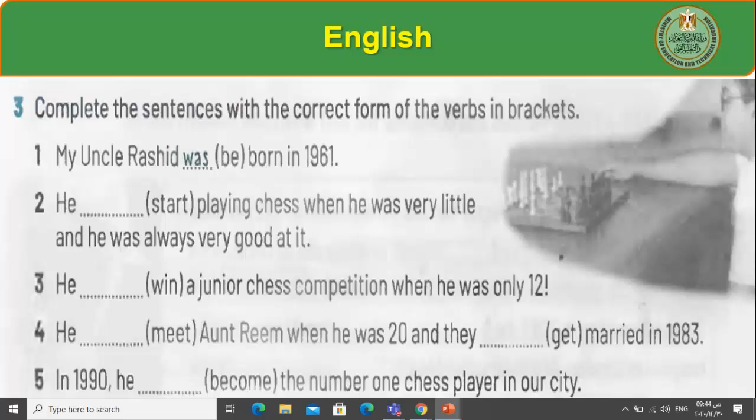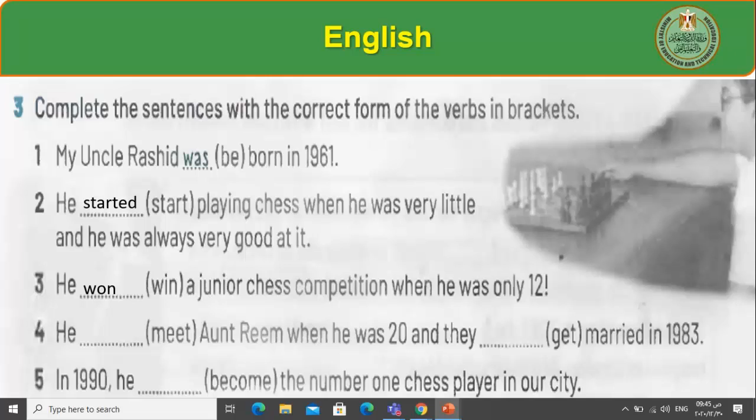Number two, he starts playing chess when he was very little. هو صغير when he was very little هتكلم برضه في الماضي. He started and he was always very good at it. Number three, he between brackets win a junior chess competition when he was only 12.